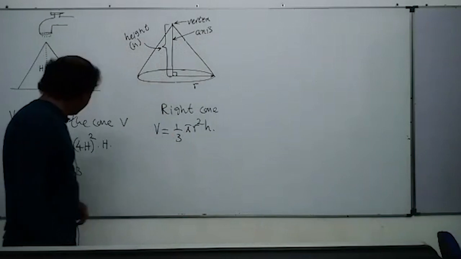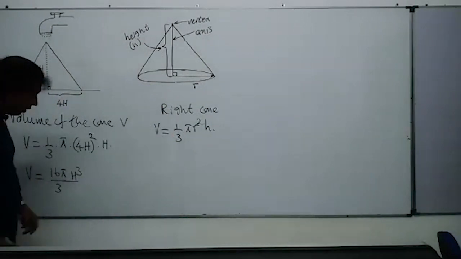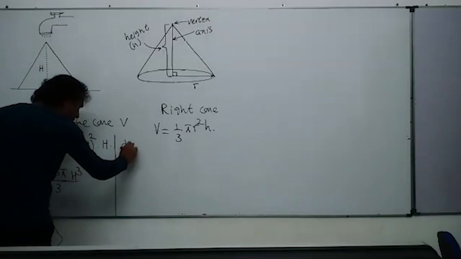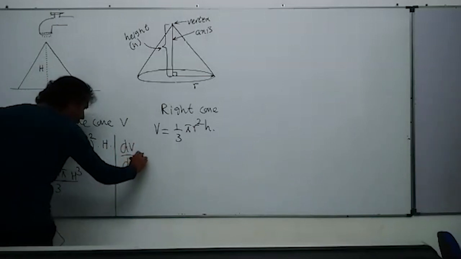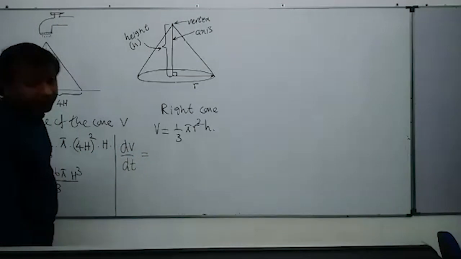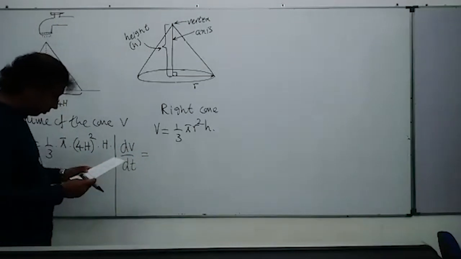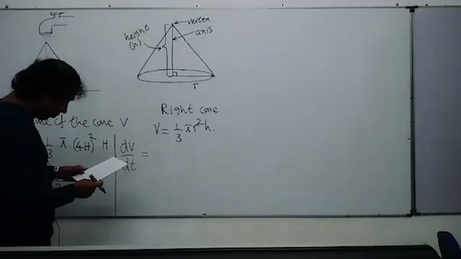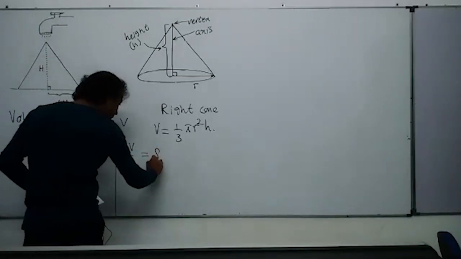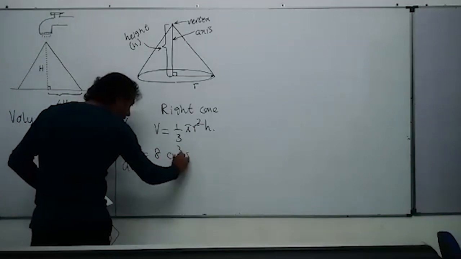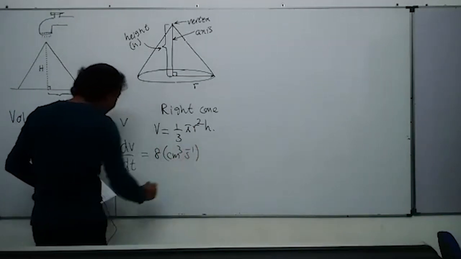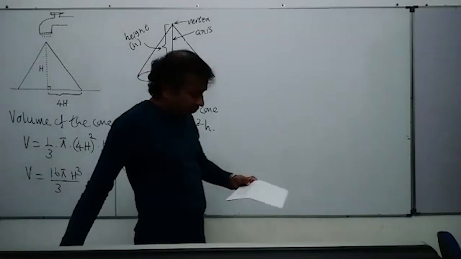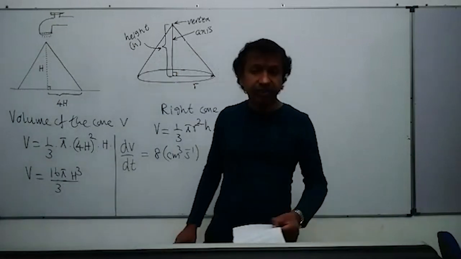That means, people, dV by dt is given as 8 cubic centimeters per second. Now, what is being asked, people? How fast is the height of the sand cone increasing when the height is 6 centimeters?